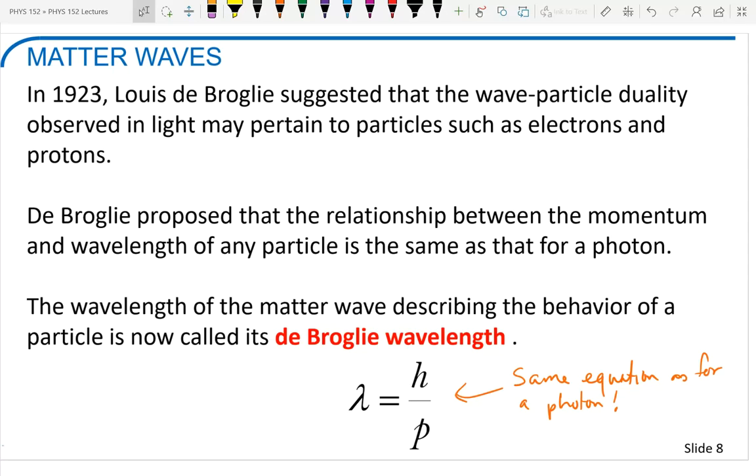But he said, shouldn't other particles also, we should be able to treat them as waves? If we can treat light as a particle or wave, we should be able to take other things that we treat as particles, like Corso, and say, I'm going to treat Corso as a wave, and figure out what's going to happen with Corso just using wave physics instead of using particle physics. That's what Louis de Broglie proposed.